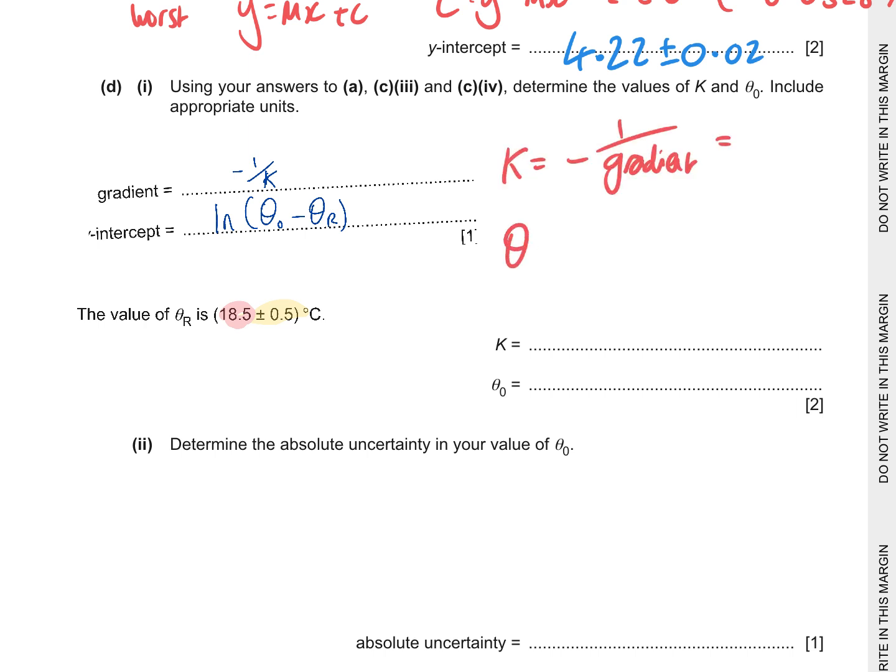And then theta naught, well, how are we going to get that? Well, what we realise is that the y-intercept, I'm going to write that out in full actually, y-intercept equals ln of theta minus theta r. So if we take the exponential function of both sides, e to the c will equal theta naught minus theta r, and therefore e to the c plus theta r will equal theta naught. So there's quite a lot involved here to find those values.